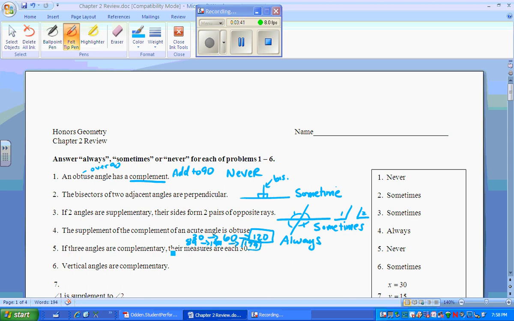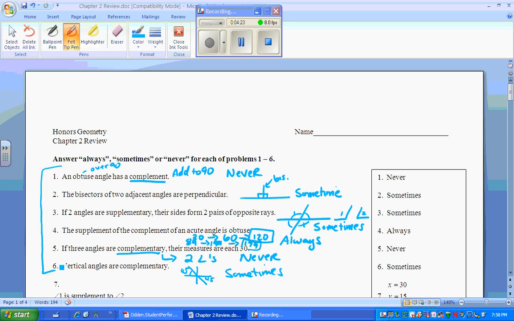Number 5, if three angles are complementary, their measures are each 30. Well, what does it mean to be complementary? Complementary by definition is two angles. So this answer is never. Unless, what about vertical angles being complementary? Well, can vertical angles be complementary to each other? Sure. If you have angles that started like this, this angle could be 45, and this angle could be 45, meaning that they add to 90, so they are complementary. So this sometimes can happen. Very rarely will that happen, but sometimes that can happen.